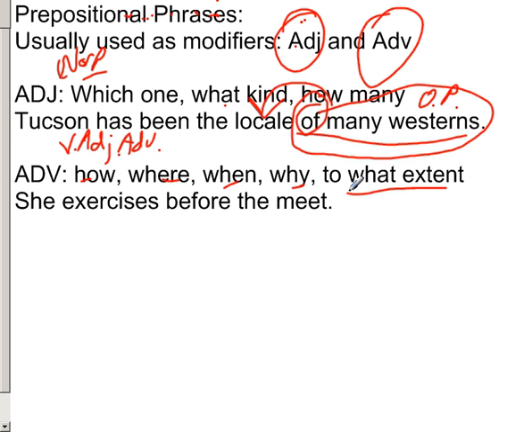Let's look at this sentence here. She exercises before the meet. Before is my preposition, the meet. And of course, that modifies exercises. She exercises when? She exercises before the meet. So once again, we have two types of prepositional phrases, adjective and adverb.